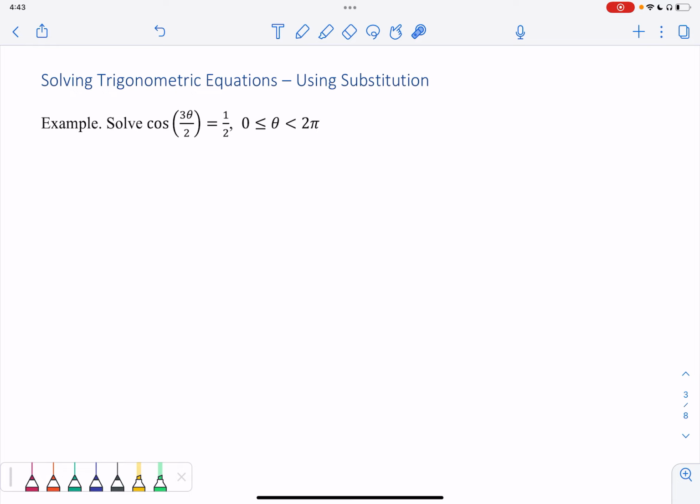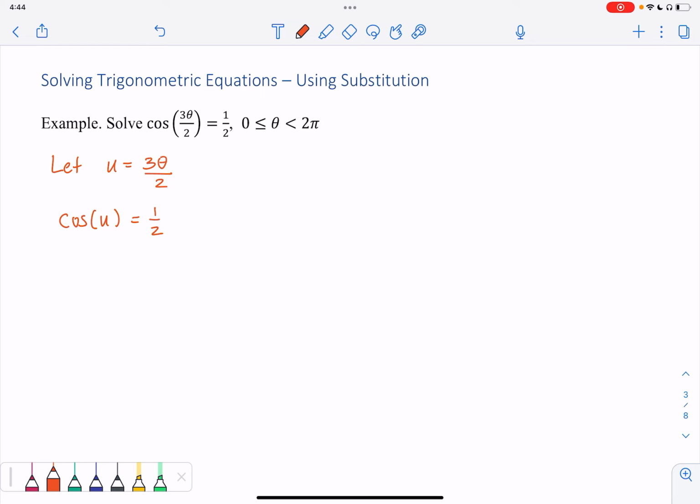So I want to turn this into a problem that I'm familiar with. What I'm going to do is a substitution. Let u equal 3 theta over 2. So I'm coming up with a new variable, calling it u, and replacing 3 theta over 2 with u. And so I can see that u is just 3/2 times theta. So what I want to do is rewrite my equation. What would that give me? Cosine of u equal to 1/2. And again, u just represents some angle.